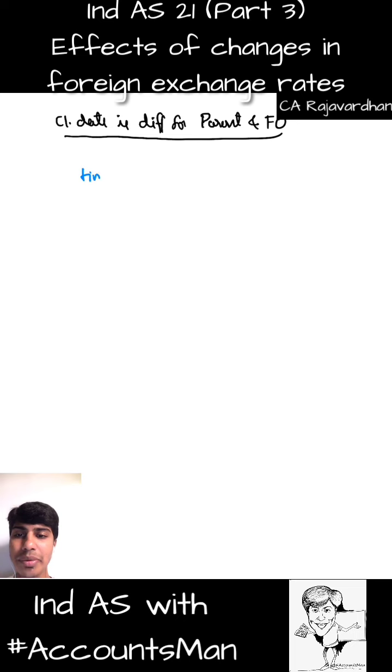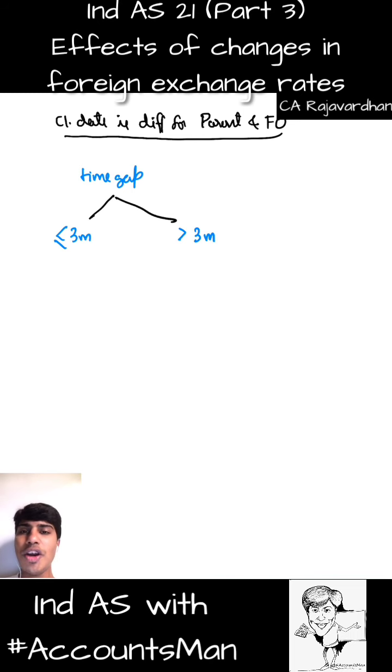Then we need to check the time gap. What is this time gap? The time gap between the closing of the financial year of the parent and the closing of the financial year of the foreign operations. We need to check whether this time gap is less than or equal to 3 months, or greater than 3 months. So assume my parent is closing the books of accounts on 31st of March and the foreign operations are closed on 31st of December. So there is a 3 months gap. If it is more than 3 months, how do we deal with it? If it is less than 3 months, how do we deal with it?